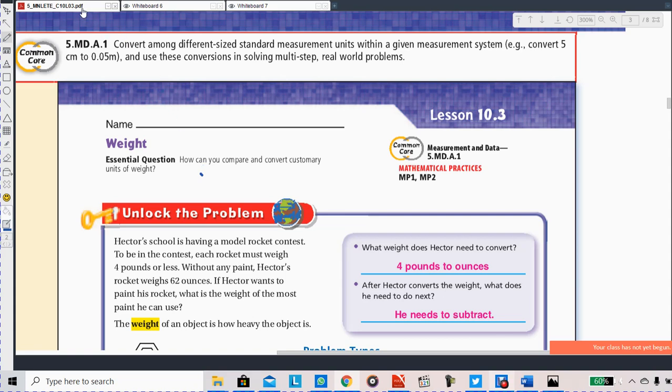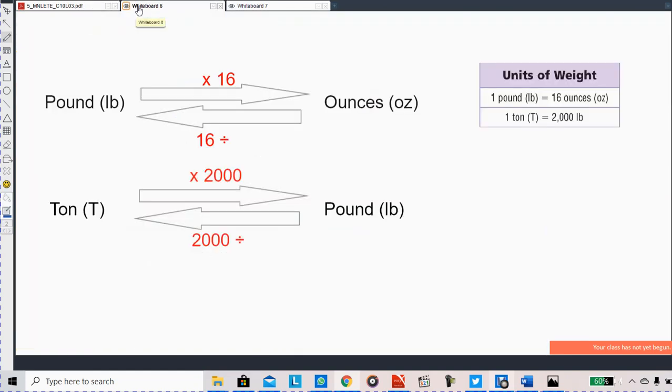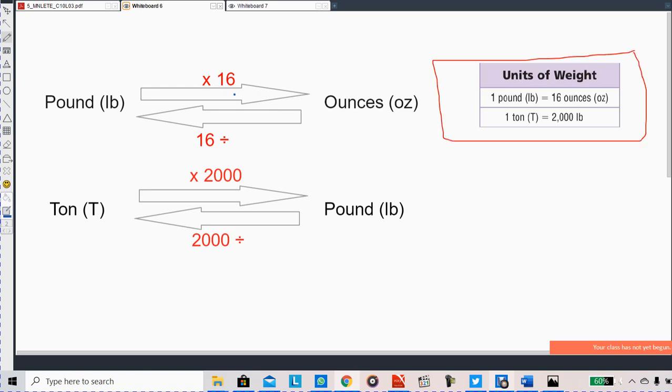Okay, we have here in this diagram the units of weight. 1 pound, which is denoted with LB, equals 16 ounces, which is denoted with OZ. This is simple. And we have here 1 ton equals 2,000 pounds. Now we have pounds here and ounces here. Pound here is greater than ounces.